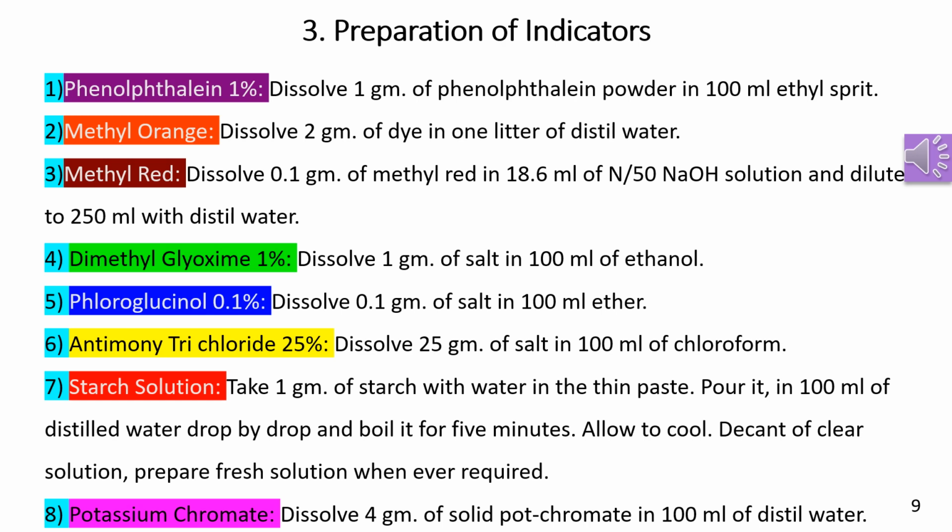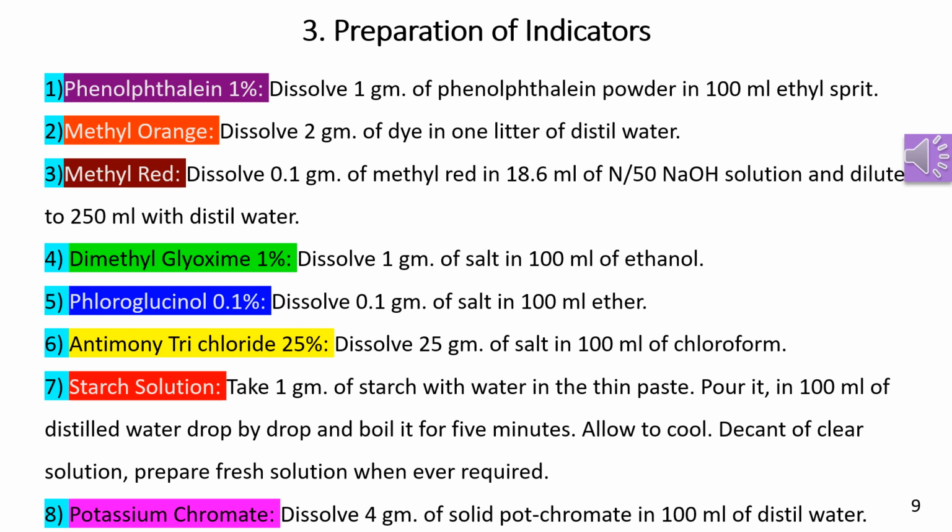Number 4, dimethylglyoxime 1%. How can we prepare the dimethylglyoxime 1%? To prepare it, we need salt and ethanol. The amount of salt is 1 gram and the amount of ethanol is 100 milliliter. So the procedure is we will dissolve 1 gram of salt in 100 milliliter of ethanol. So that's how the dimethylglyoxime 1% indicator will be prepared.